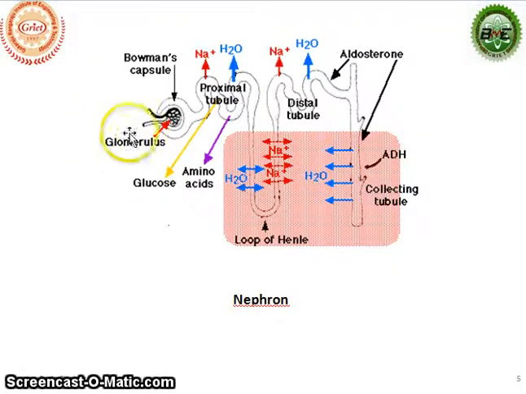From this diagram, you could see the mesh-like structure of blood vessels is called the glomerulus, which is followed by Bowman's capsule, and the tubule, which is again divided into a proximal tubule, loop of Henle, and distal tubule, which will be followed by a collecting duct.